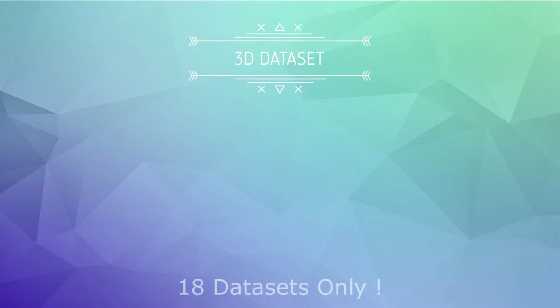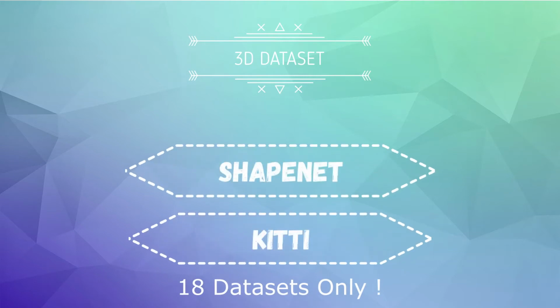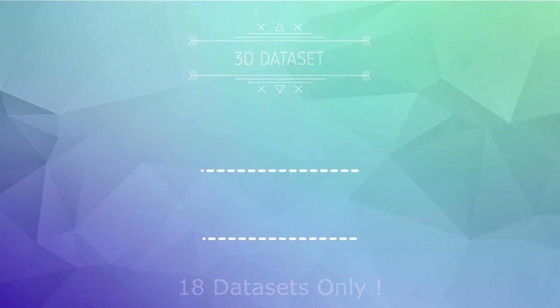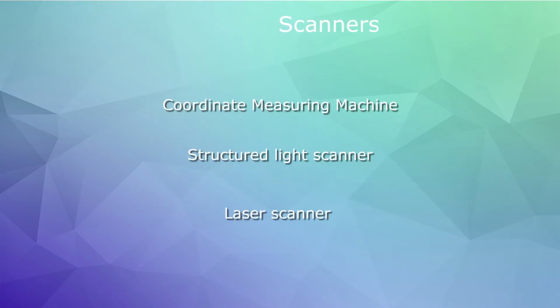At present, there are only 18 3D public datasets, such as KITTI and ShapeNet, which have limited the progress of 3D data learning to some extent. Therefore, making more datasets is the most urgent need in the 3D data field. So what equipment should we use to collect 3D data? Currently, there are 3 types of scanners that collect 3D data: coordinate measuring machine, structuralized scanner, and laser scanner.